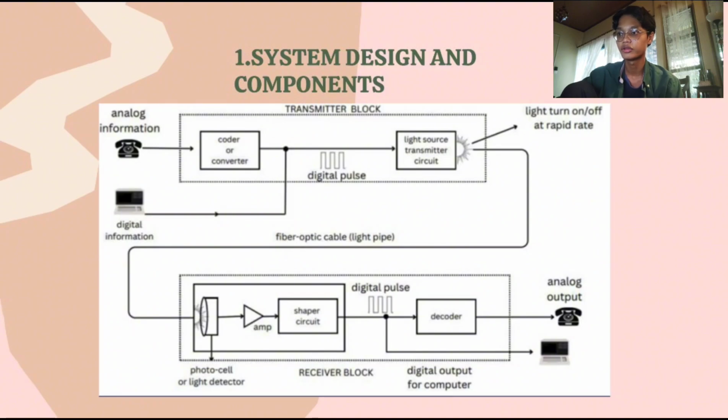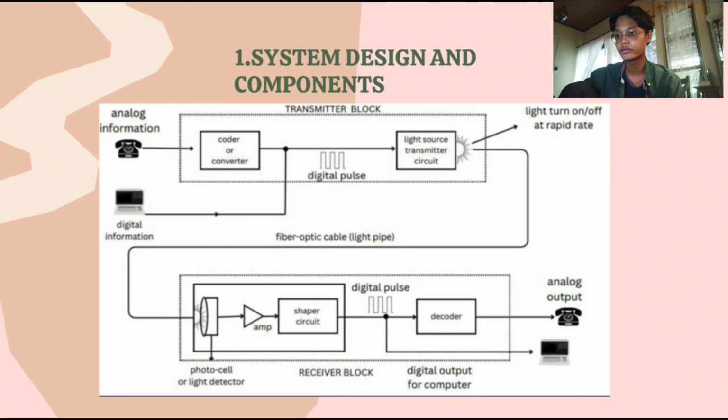If the transmitter block receives digital information instead, it will be directly sent into the light source transmitter circuit, which then would turn the light source on or off at a rapid rate, and this light will be transmitted into the fiber optic cable light pipe, and which would then be sent into the receiver block.